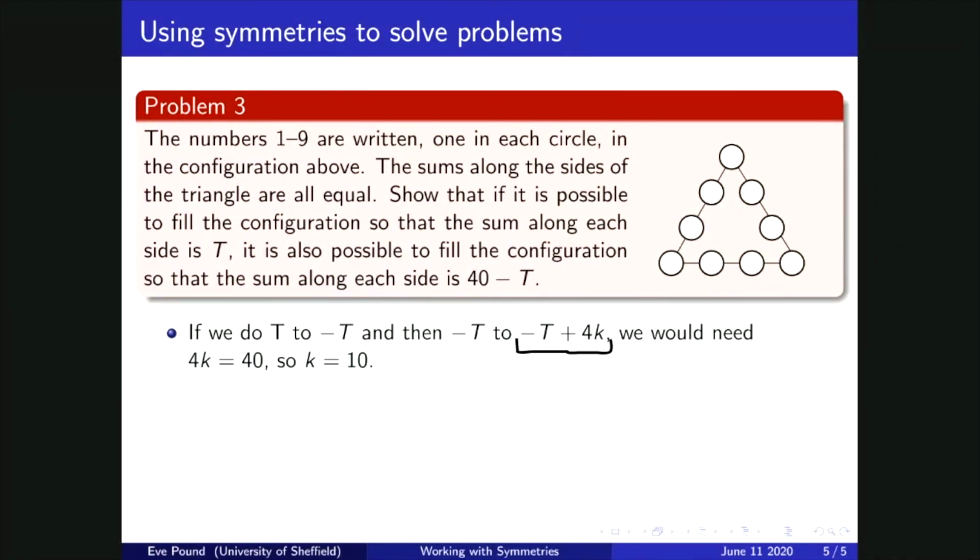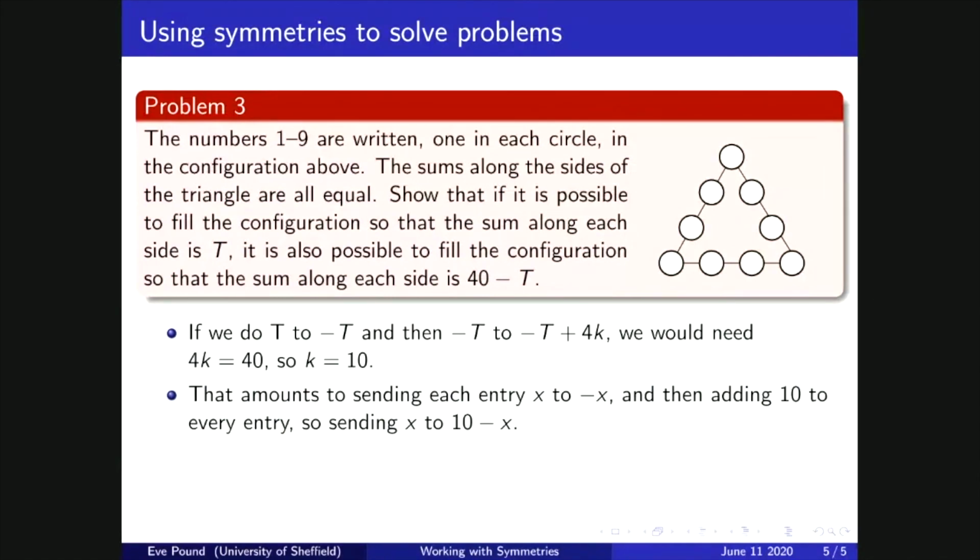So if we want this to end up as being 40 minus t, we'd need 4k to be the same thing as 40, so we'd need k to be 10. And that's actually sending every entry x to the entry minus x, and then adding k, which is 10, to every entry. So that's sending x to 10 minus x. And if we actually look at what that does, that sends the number 1 to the number 9. It sends the number 2 to the number 8. It sends the number 3 to the number 7. It sends the number 4 to the number 6. And it sends the number 5 back to itself.